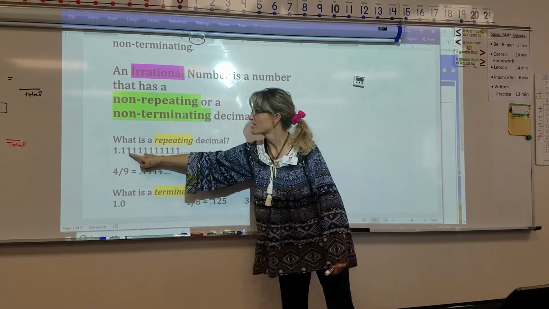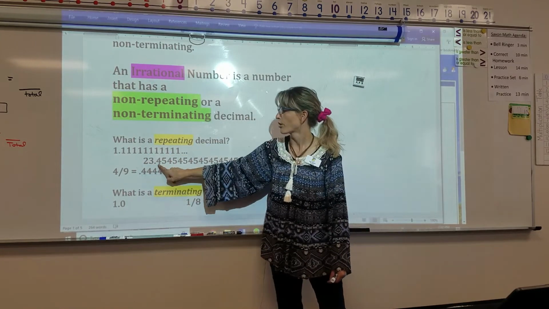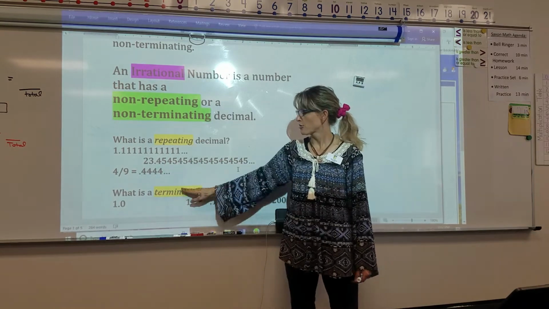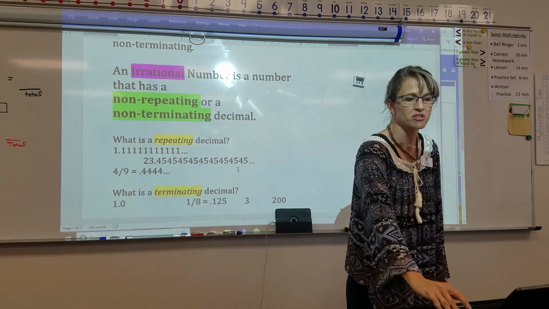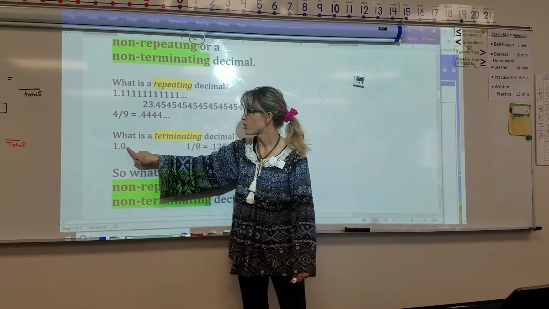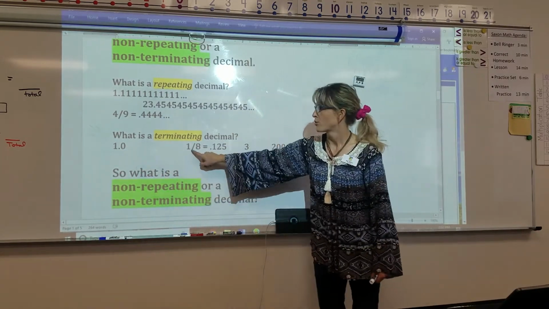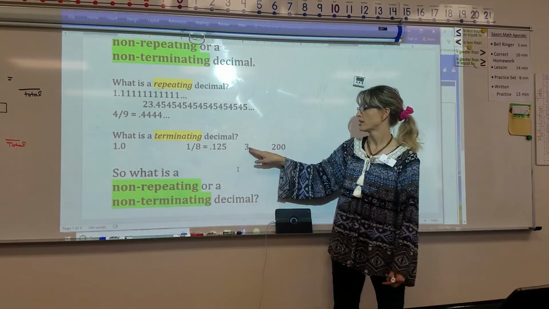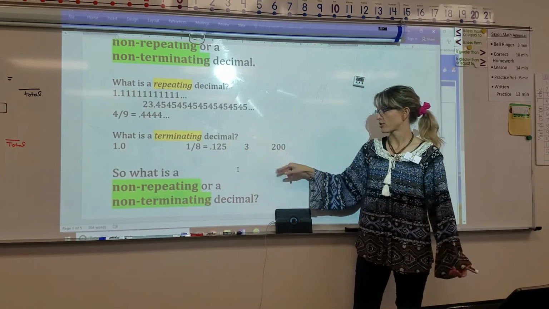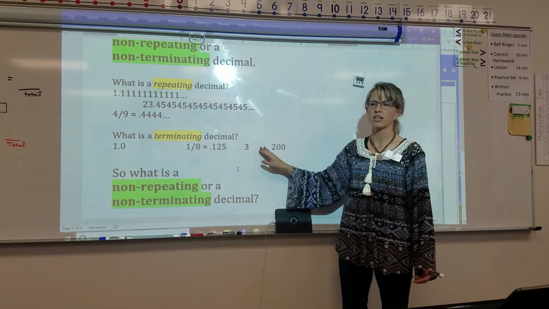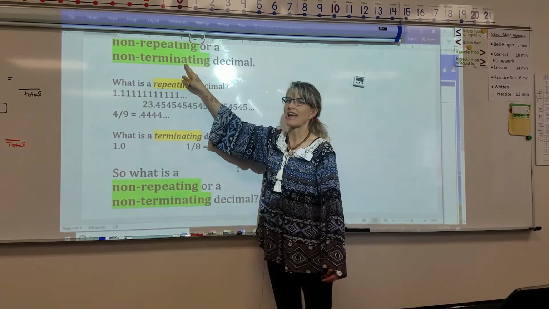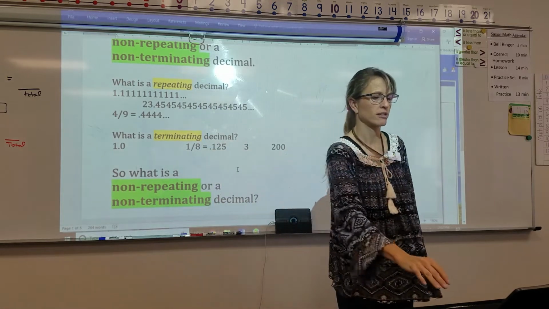Repeat means the same digit goes along, or a chunk of digits repeats. So that's repeating. Terminating means the decimal stops, like 1.0, there are no more decimal places. 1/8, you could divide that, and that's a terminating decimal. It doesn't keep going. 3 is a whole number, there's no decimal. 200, there's no decimal. So these are terminating. So what does non-repeating and non-terminating look like?